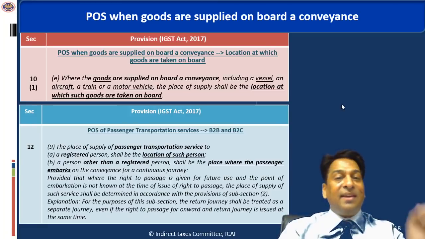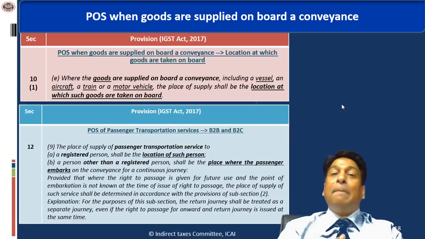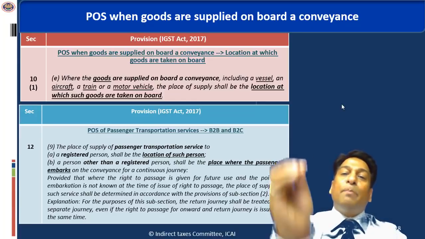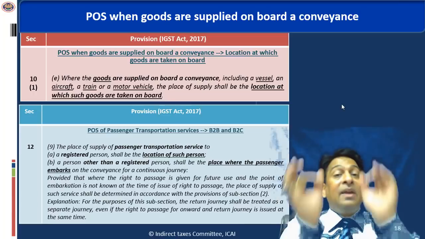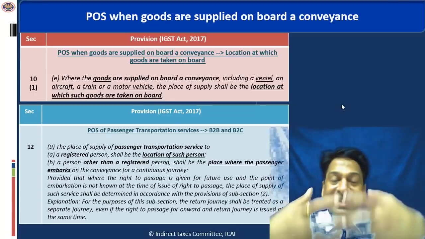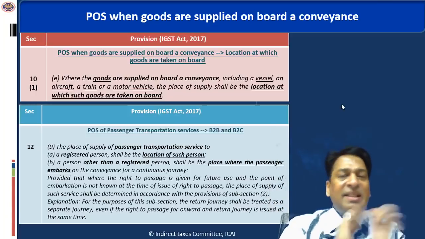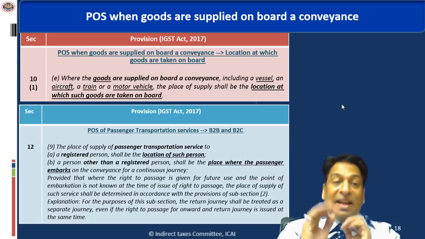Coming now to 10(1)(e), and here it says place of supply when goods are supplied on a board of a conveyance. So we are discussing place of supply for goods when such goods are being supplied on board a conveyance. Let's read the provision, then I will connect with a practical case study.